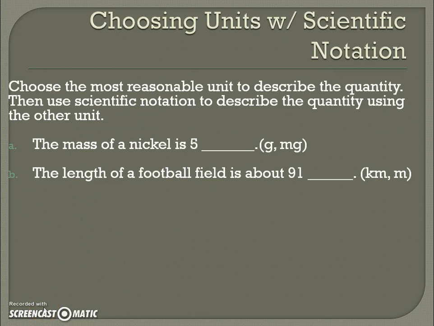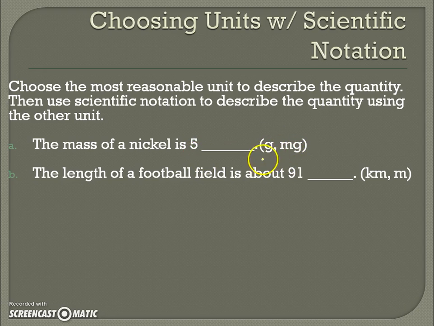You're going to have to think and know a few things. So first of all, choose the most reasonable unit to describe the quantity. Then use scientific notation to describe the quantity using the other unit. So here it says the mass of a nickel is 5, and then we're looking at grams and milligrams.